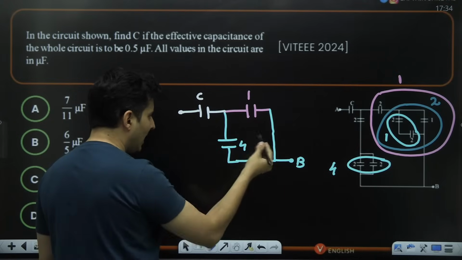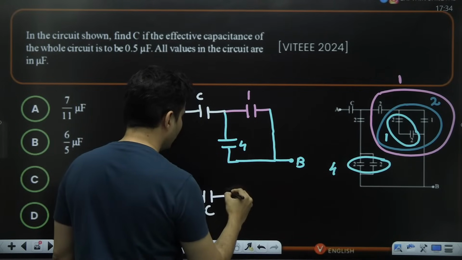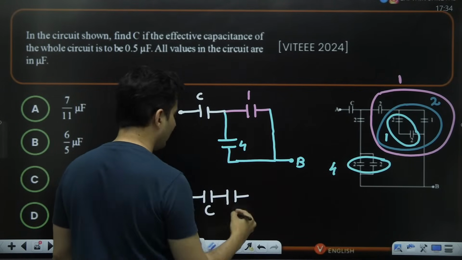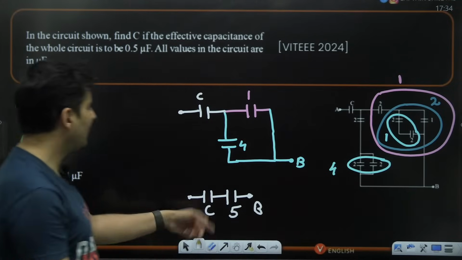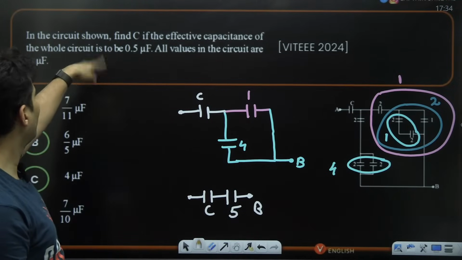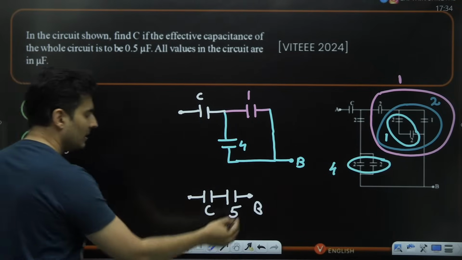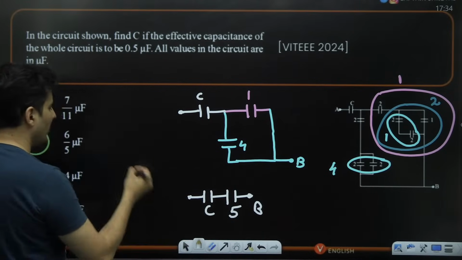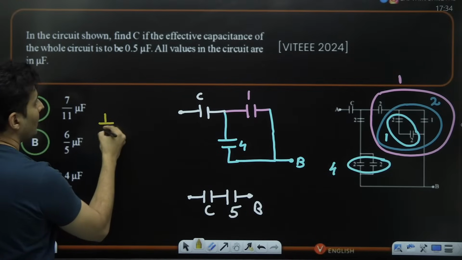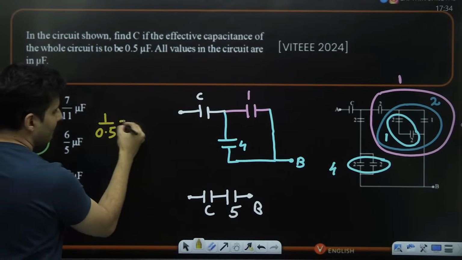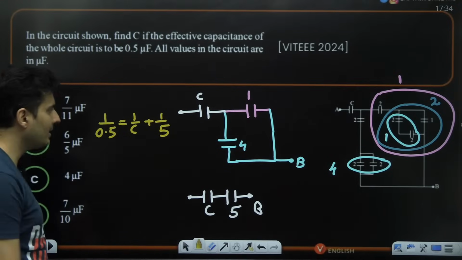Now they both are in parallel. Obviously, they both are in parallel, so their capacitances will add. So it will become 5, and this is nothing but B. Now they are in series and their whole capacitance is given to be 0.5. So their net capacitance is 0.5, which means 1 by 0.5 will be 1 by C plus 1 by 5. Is that clear, everyone?